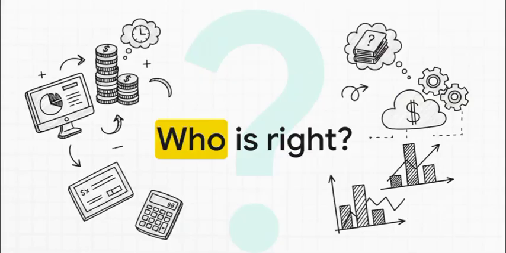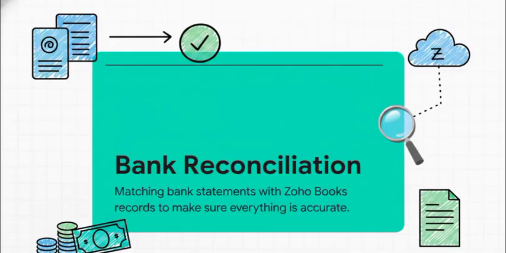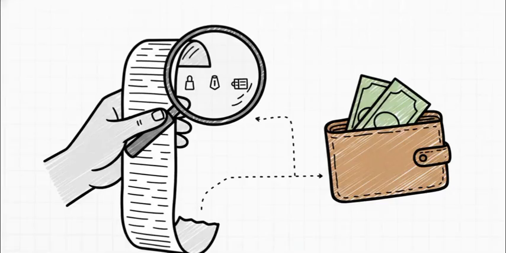Seeing those mismatched numbers, you kind of have to ask yourself, wait, which one's actually right? Well, surprise. Because of weird timing differences, both amounts might actually be totally right. This brings us to bank reconciliation. It's basically perfectly matching your bank statements with Zoho. Think of it exactly like double-checking your whole shopping receipt right before you pay.